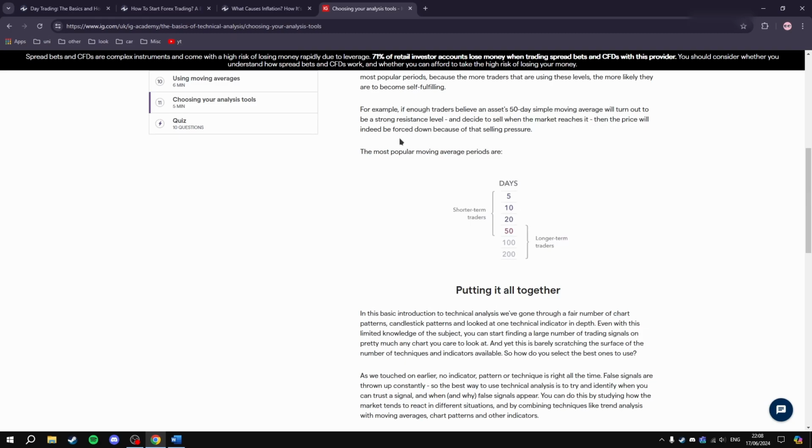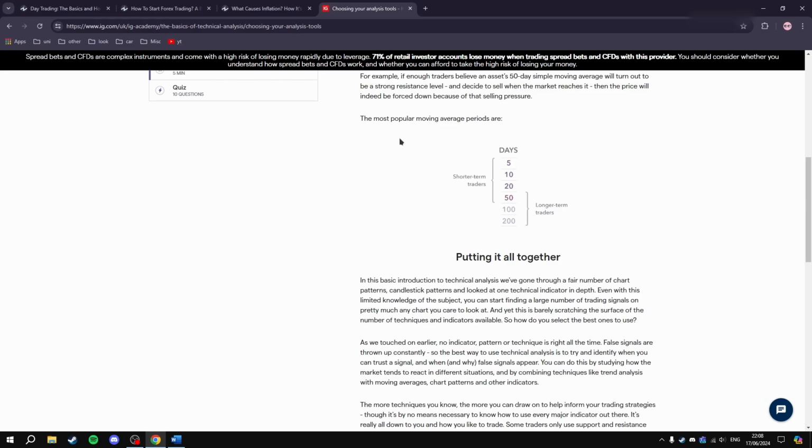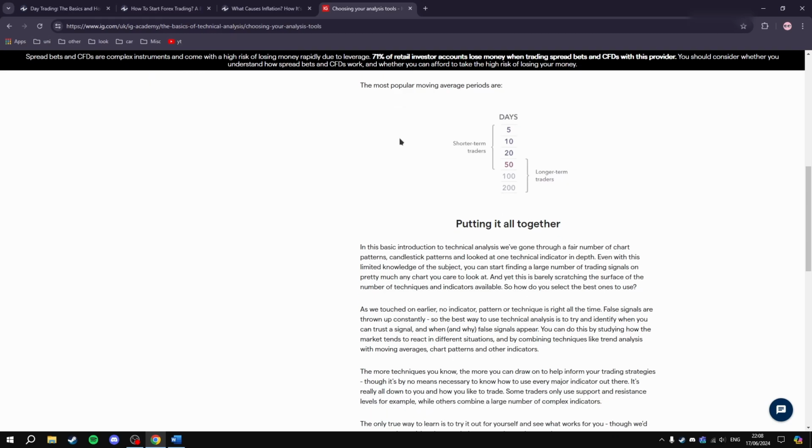So yeah. For example, if enough traders believe an asset's 50-day simple moving average will turn out to be a strong resistance level and decide to sell when the market reaches it, then the price will indeed be forced down because of that selling pressure. Yep. The most popular moving average periods are 5 days, 10 days, 20 days, 50 days for shorter term traders, and 50 days, 100, 200 for longer term traders.